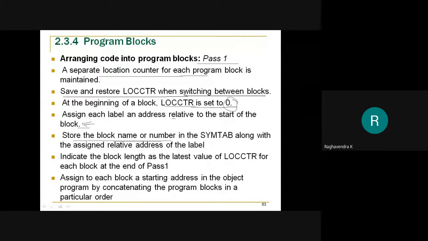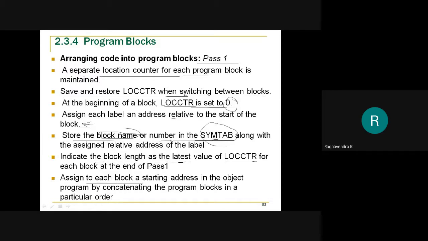Then store the block name or number in the symbol table. Once again, the symbol table is going to be used in order to store the name of the block and the address that is associated with it. And length is also going to be stored. Why we require length, I will explain later.